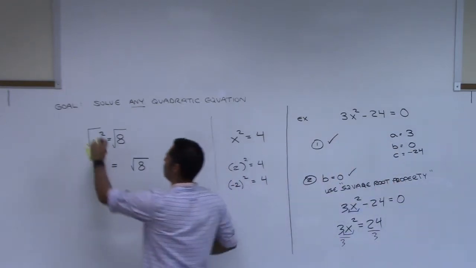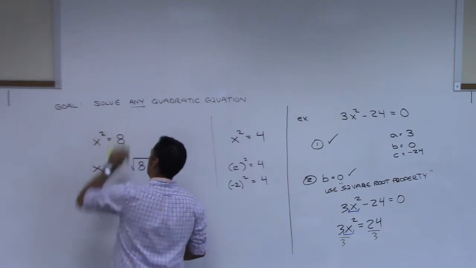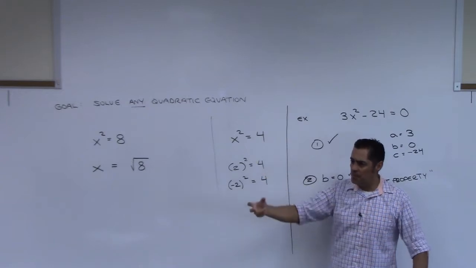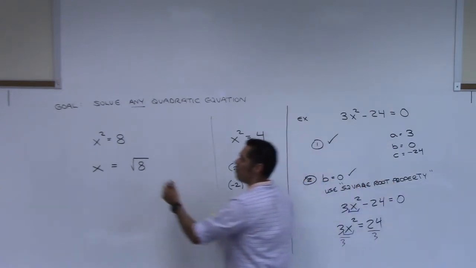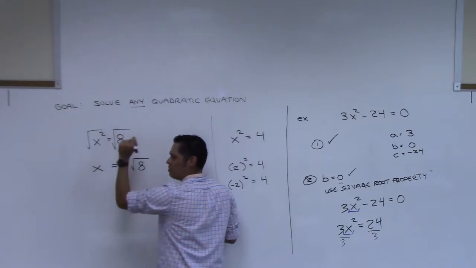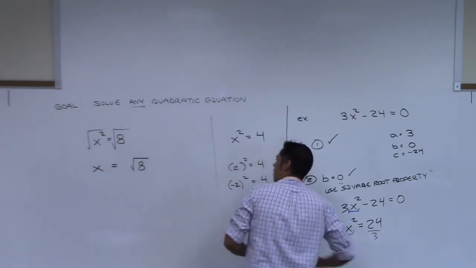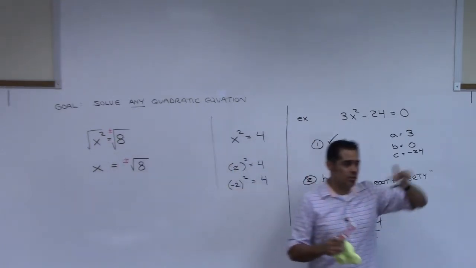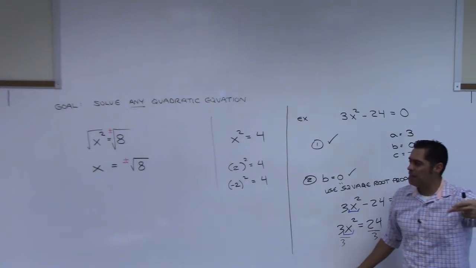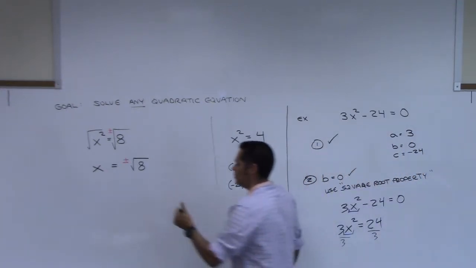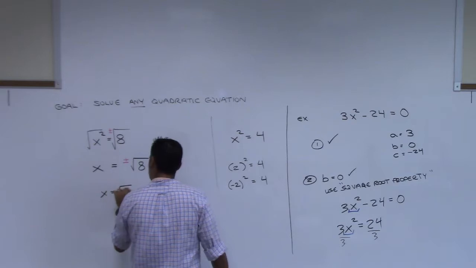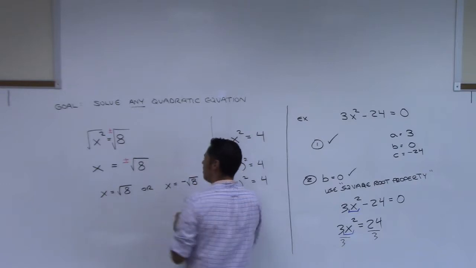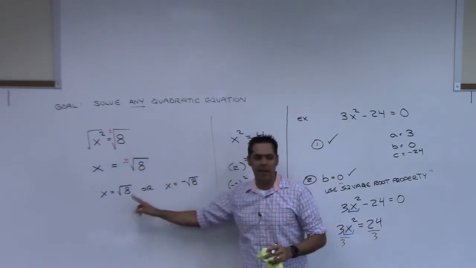Here, when I had x squared equals 8, I should get 2 answers for the same exact reason. One of them is positive, the other one is negative. So when we do the square root on both sides, we have to remember to put plus or minus. And that means that there are 2 different answers, a positive answer and a negative answer. So our 2 answers are this: x is square root of 8, or x is negative square root of 8. Does that make sense, the plus or minus right there? 2 separate answers.